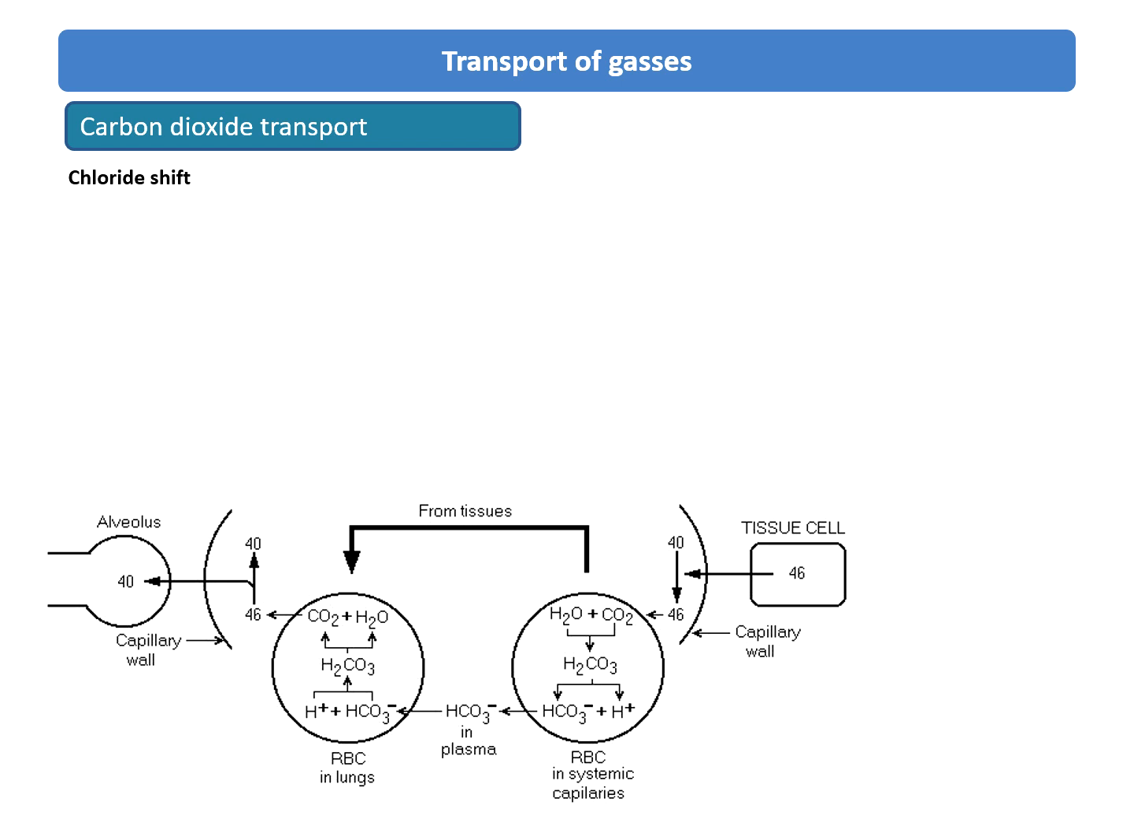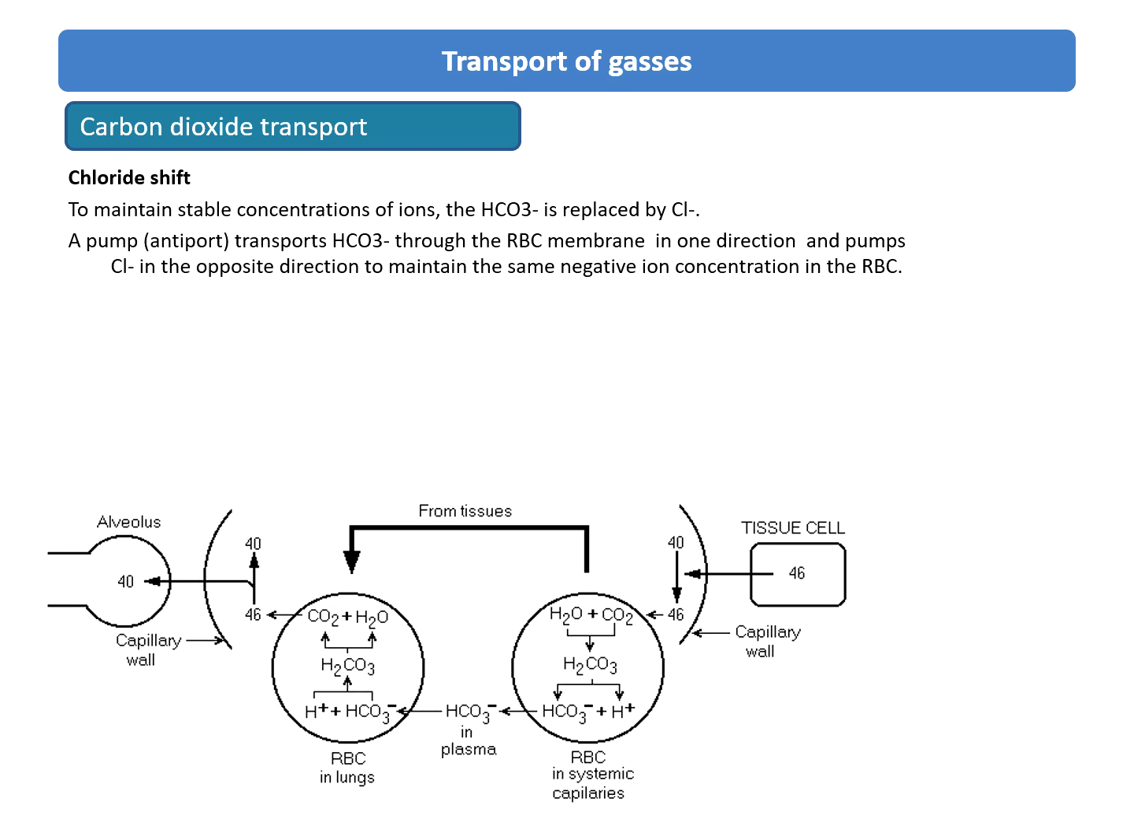Let's look at the chloride shift. This is another process that goes on. It's designed to maintain stable concentration of ions. And in effect, the bicarbonate ions, negative ions, are replaced by negative chloride ions. There's an antiport pump that transports bicarbonate through the red blood cell membrane in one direction and pumps chloride in the opposite direction. This serves to maintain the same negative ion concentration in the red blood cells.